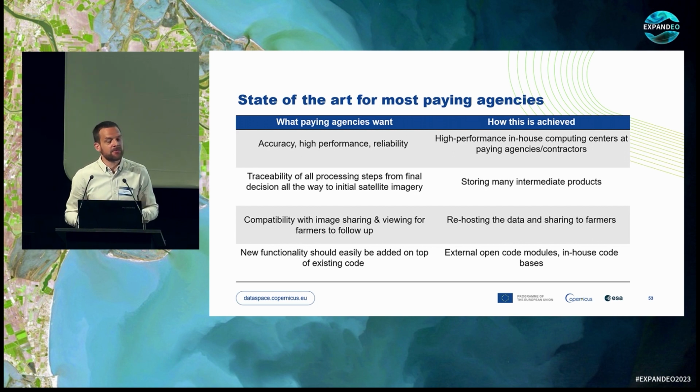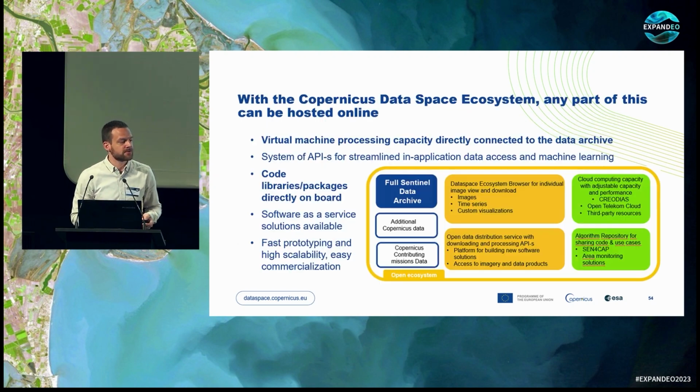So you have a high-performance in-house computing center that takes care of your reliability and accuracy as well as it does. Often you store many intermediate products for the sake of traceability. In the case of Hungary specifically, the imagery is rehosted by the paying agency and shared with the farmers in order to allow them to look at the data, which is quite a big deal of data storage as well. And it's built on open source code modules and an in-house code warehouse.